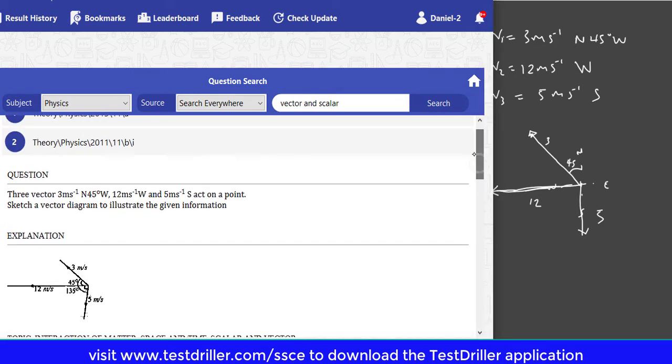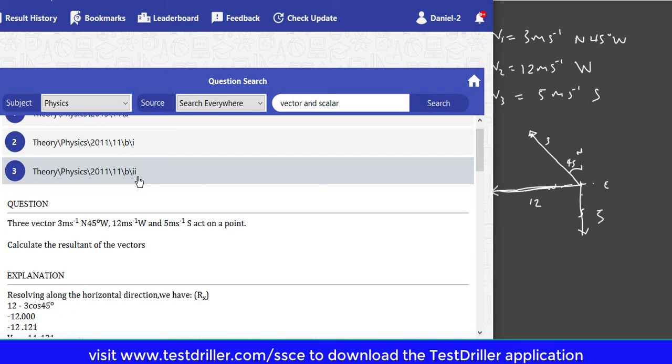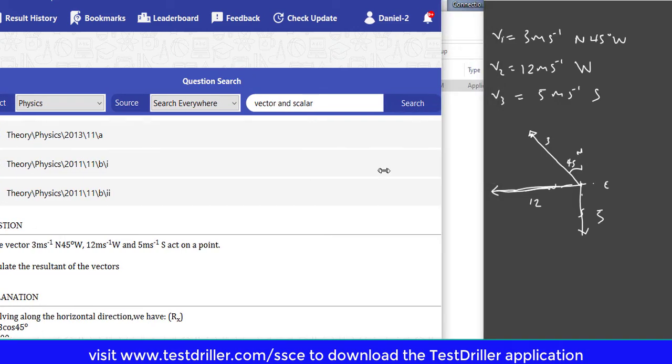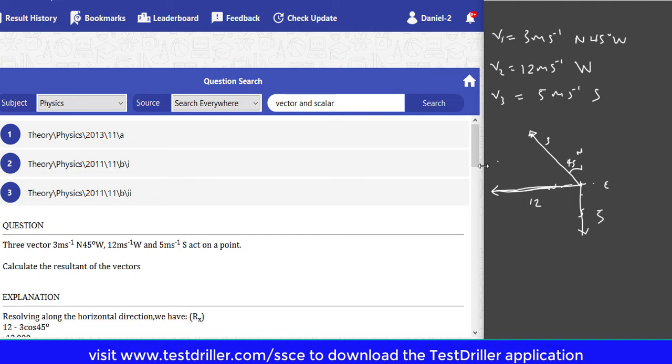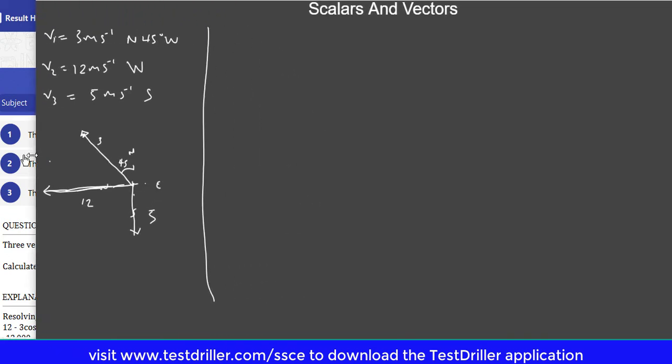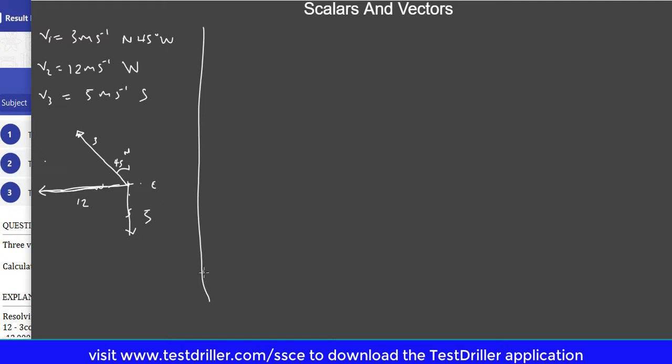The next question states that we should calculate the resultant vector. So what's the resultant of all the vectors? So let's solve for the resultant vector. We discussed earlier that to look for the resultant vector of three or more vectors, we need to resolve each of the vectors into their various components. So let's approach it this way.